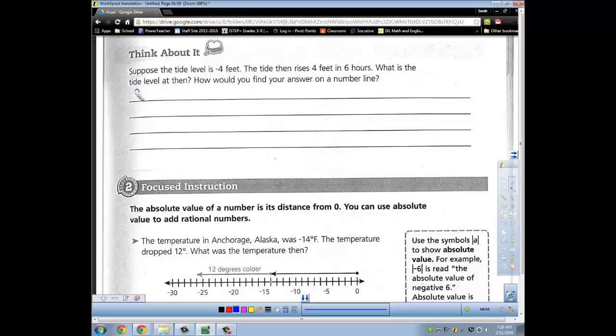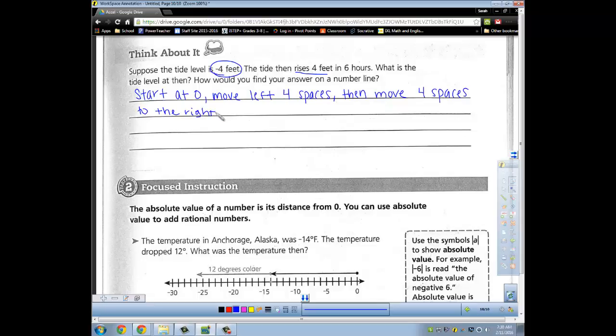So we would start at 0, because that's always our starting place. Then since it said it was negative 4 feet, we would move to the left 4 feet, because that's where the negatives are. So start at 0, move left 4 spaces. Then it says it's going to rise 4 feet. So since it's rising, we're going more towards the positives. So we're going to go to the right. So then move 4 spaces to the right.